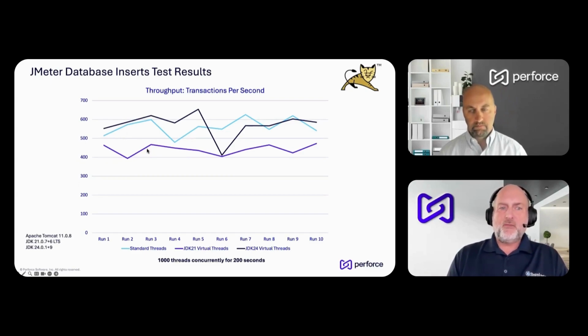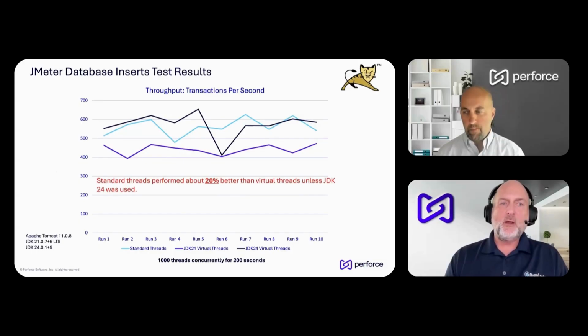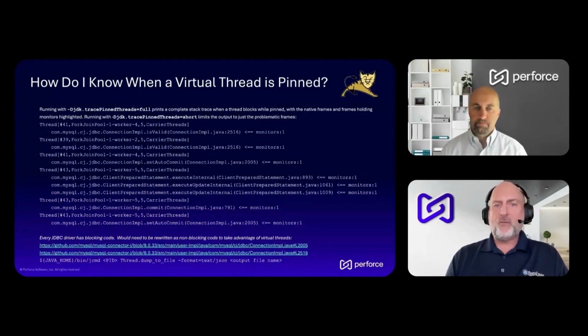So what I noticed is that, again, this was running Apache Tomcat 11 with JDK 21 and 24, and I noticed that virtual threads performed poorer than actual standard threads, and I was quite discouraged with this. So this is 1,000 threads running concurrently for 200 seconds. So it wasn't a real long test. The standard threads performed about 20% better than virtual threads unless JDK 24 was used. Well, I thought I promised you better performance, but I'm going to get to that in a moment. So there's a reason for this.